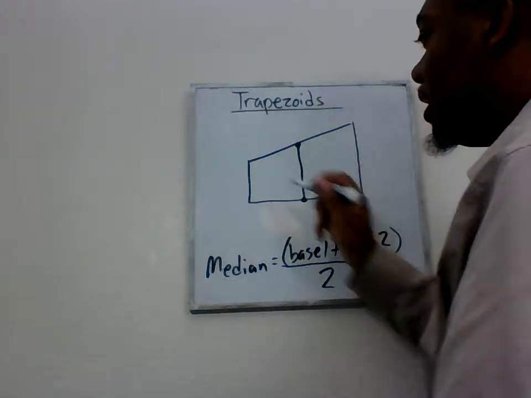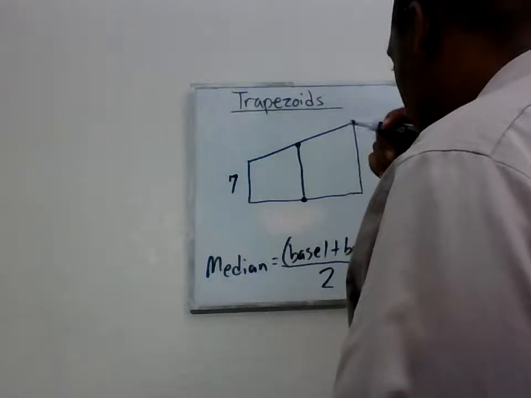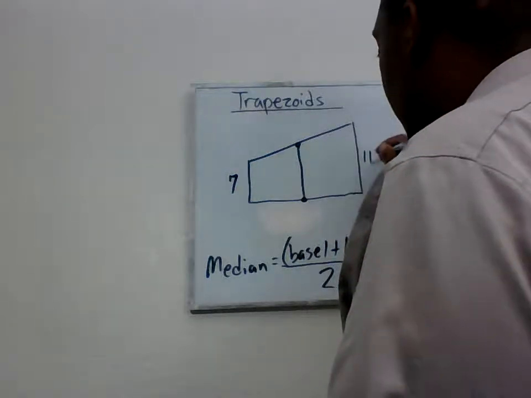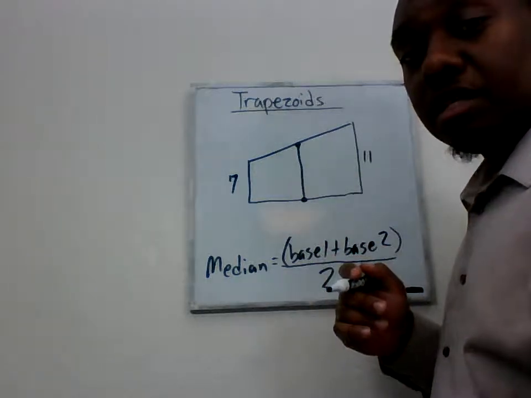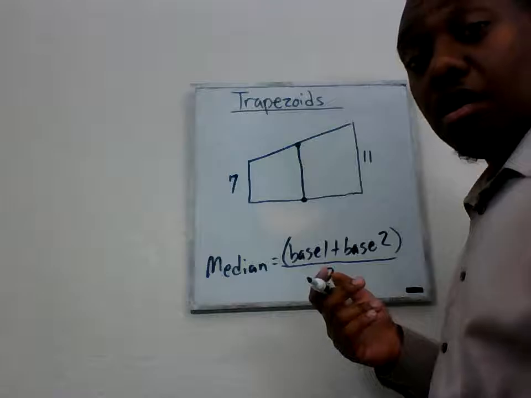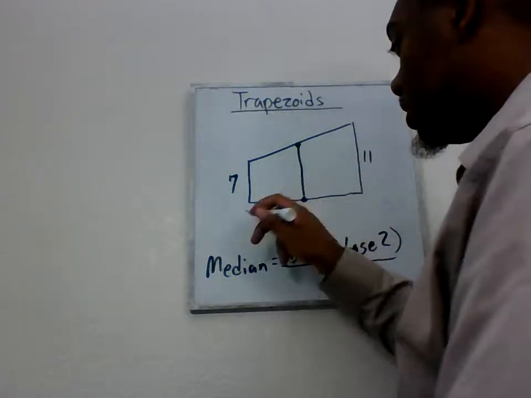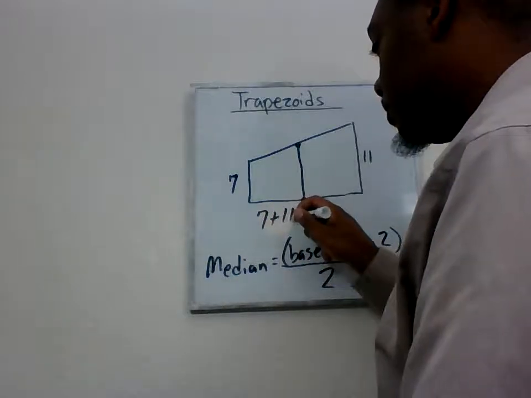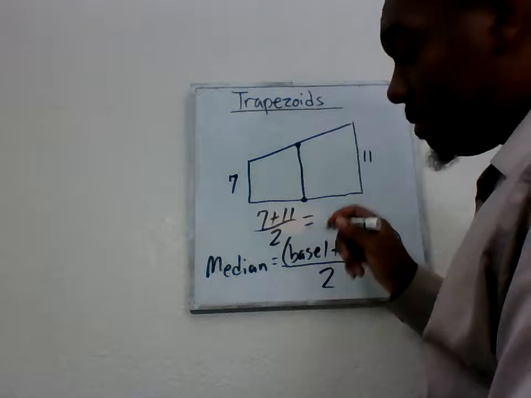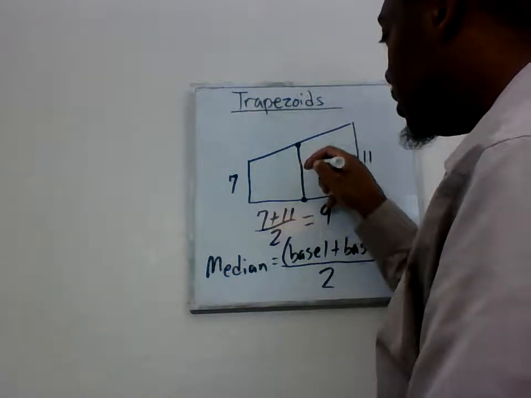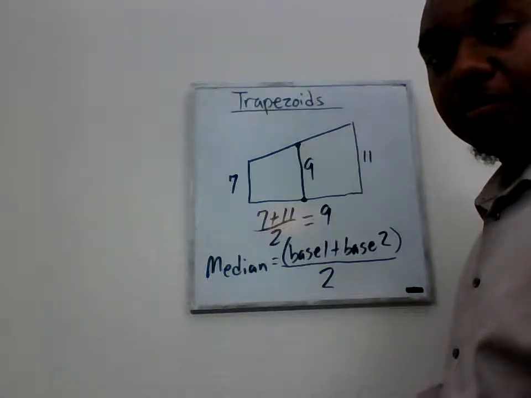Well, let's say this is 7 feet high, and let's say that this is 11 feet high. How do I find how tall the column needs to be? Well, all I have to do then is add 7 and 11 together. So 7 plus 11, and then divide by 2. So 7 plus 11 is 18, divided by 2 is 9. So the height of the median would be 9. Well, that's fairly simple, right?